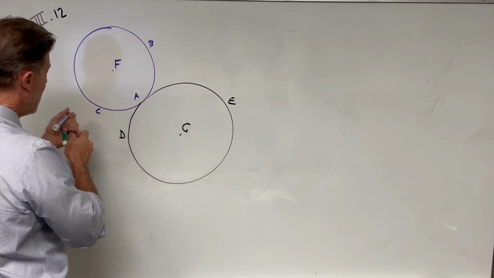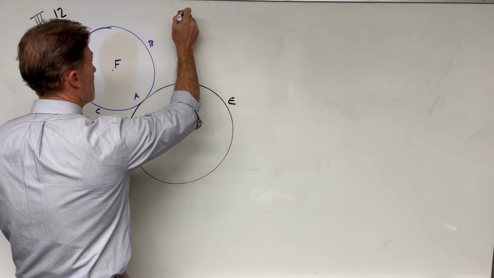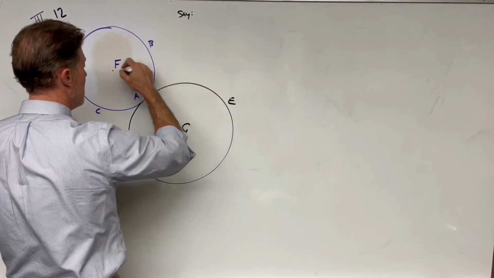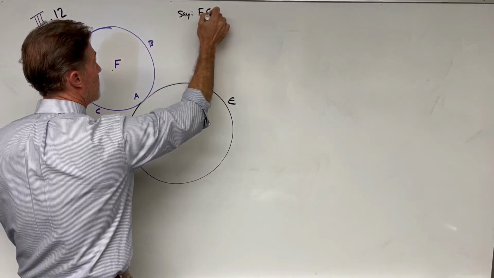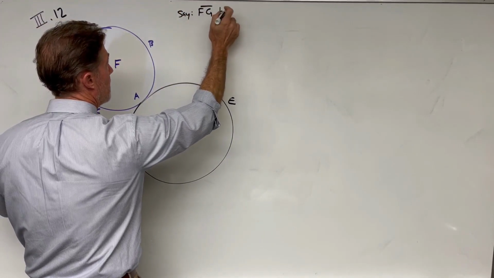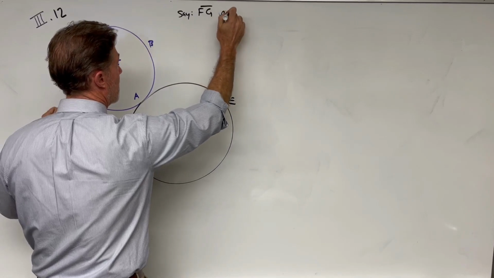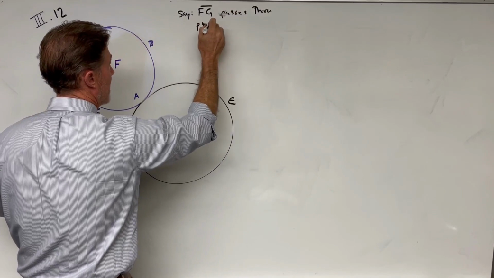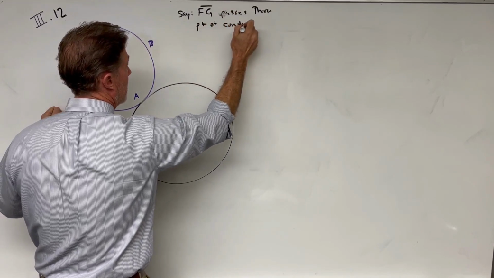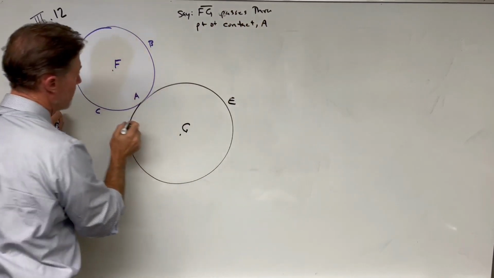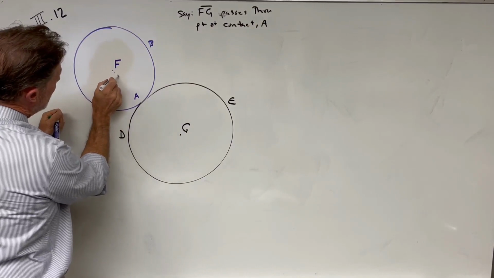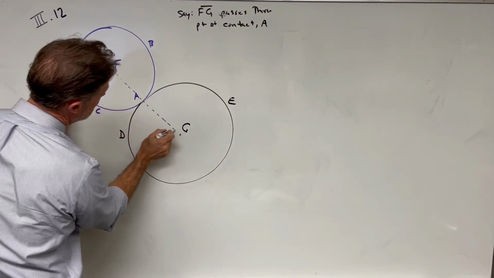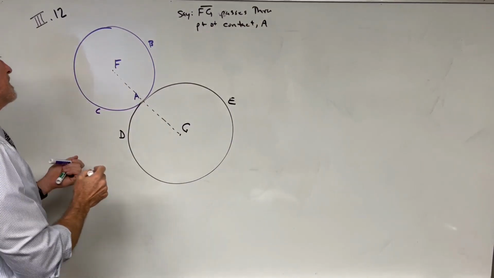Then here's what I'm saying. I say that the line joining FG passes through the point of contact. In this case, A. So if I join F and G, then it will pass through the point of contact.